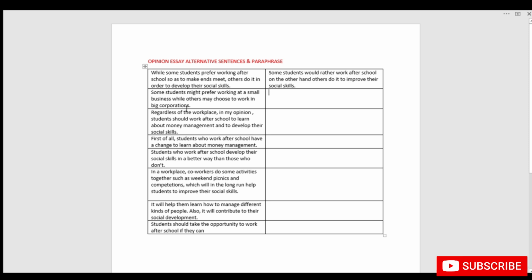Let's look at the second example. Some students might prefer working at a small business, while others may choose to work in big corporations. So I'm going to paraphrase in a similar fashion with the first sentence. So I say, some students would rather work at a small establishment. On the other hand, others might prefer working at huge businesses. So as you can see, it is possible to paraphrase by changing some of the wording and the conjunction.